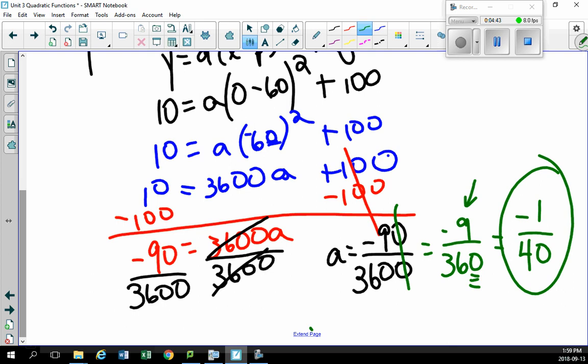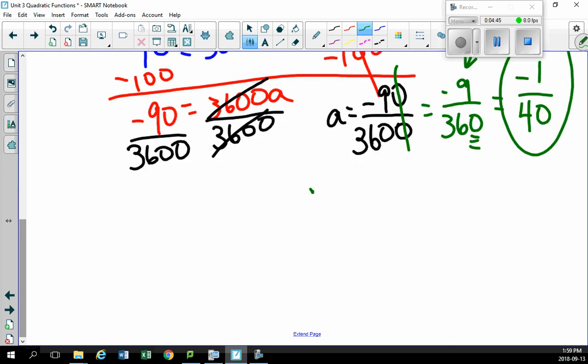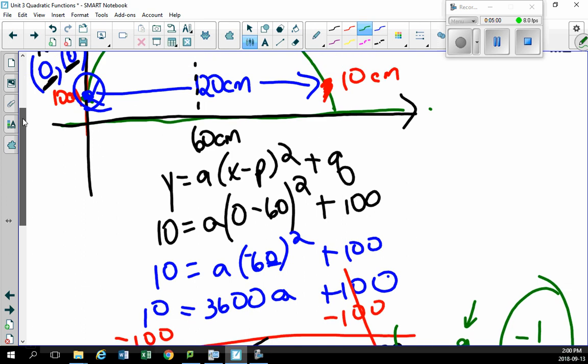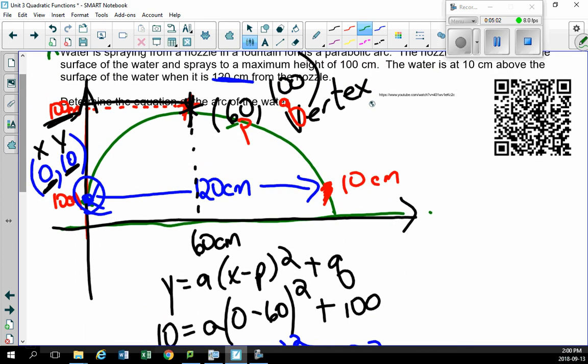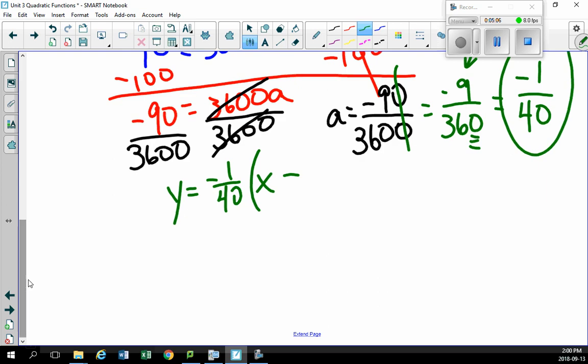Okay, so let's figure out now, oops, let's extend that. Here we go. Our beautiful little equation in vertex form. y equals negative 1 over 40, there's your A value, times x minus, well, what was our maximum here? Remember? Our maximum was at 60, 100. So let's plug those values back in: x minus 60 squared plus 100.